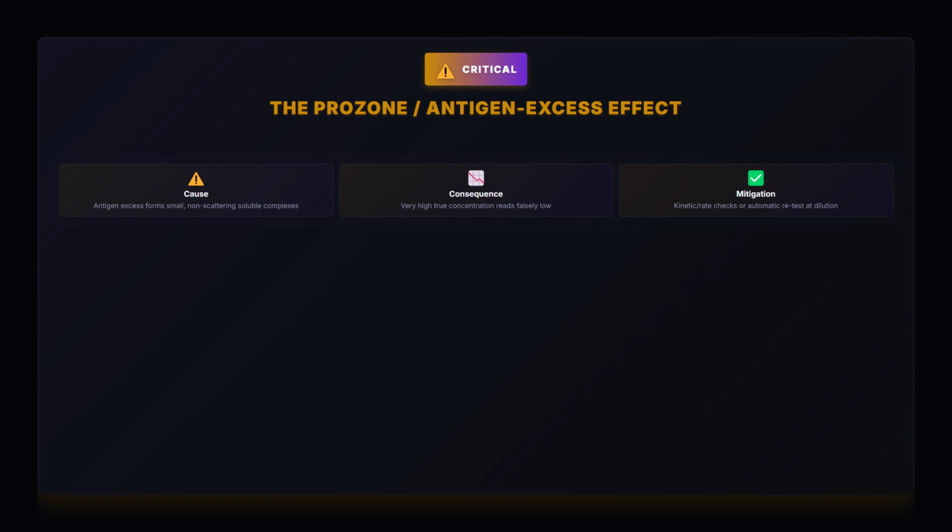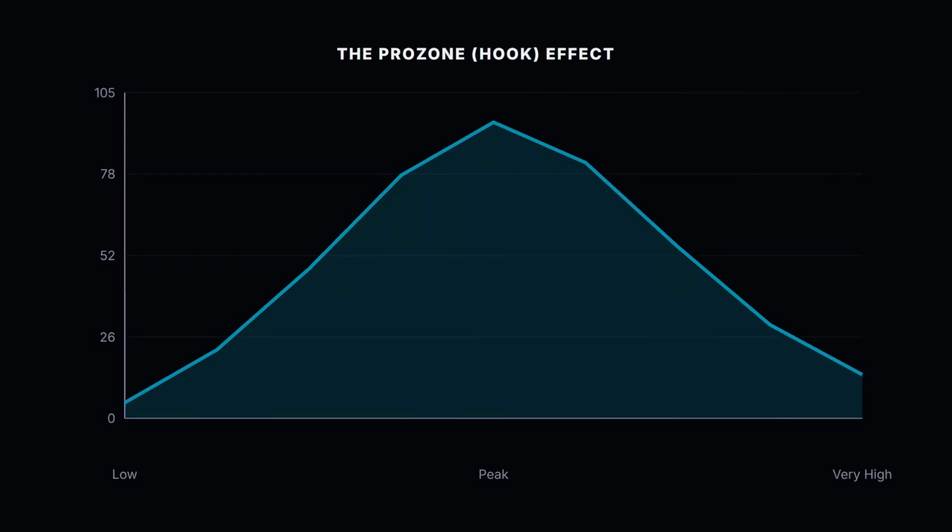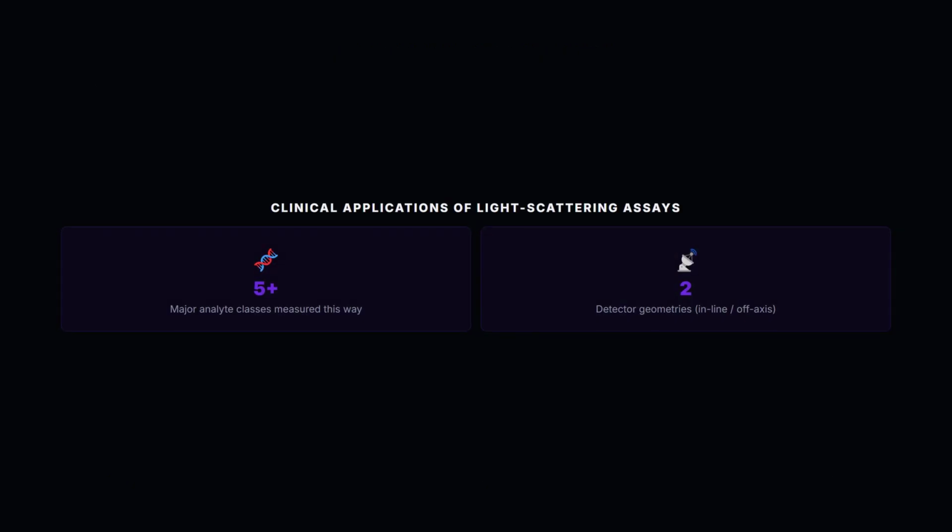Plotted out, this produces a dose-response curve that rises with concentration, peaks, and then bends back downward at very high antigen levels. A hook shape that can silently mask a critically abnormal result if your instrument isn't specifically checking for it. In practice, immunoturbidimetric and immunonephelometric methods cover a wide panel of clinically important proteins. CRP, rheumatoid factor, complement C3 and C4, immunoglobulins, and microalbumin all run on this exact light scattering principle.